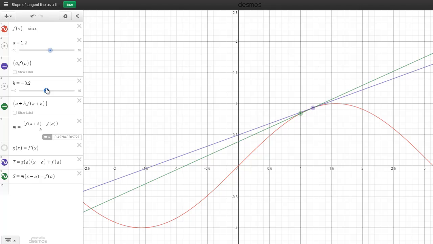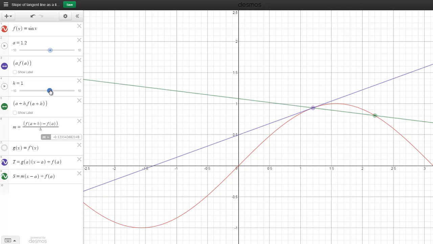Notice the green line is getting more similar to the purple line. That is, my secant line gets to be a better approximation of my tangent line. And notice I have h, which is delta x, equals negative 0.1 right now, and as it gets closer to 0, they're actually the same.